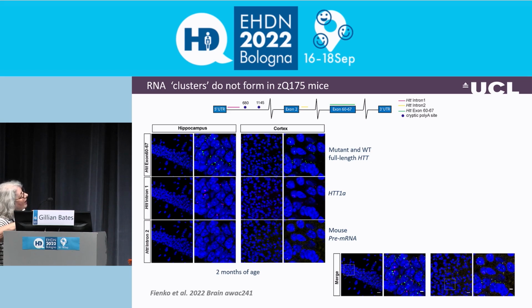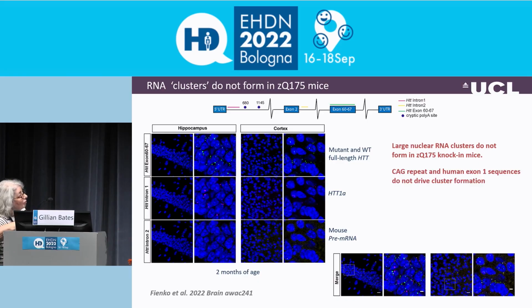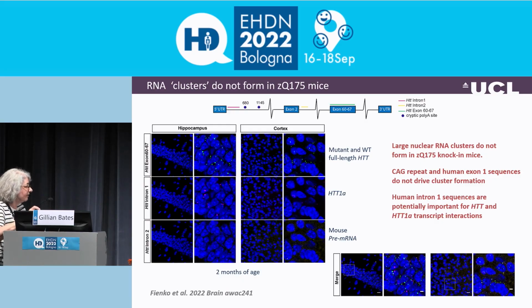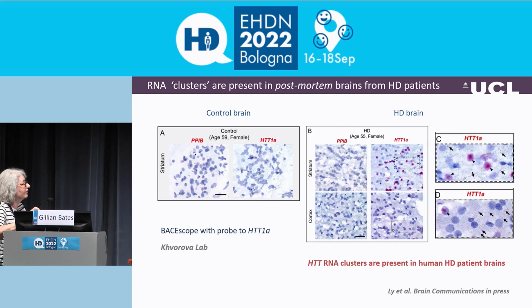And when we look with our intron 1 probes, we don't see these structures. So these large nuclear RNA clusters don't form in the ZQ175 mice. ZQ mice contain very long CAGs, and they also contain human exon 1. So this is not being driven by a long CAG or a human exon 1. We think it's potentially being driven by the intronic interaction between Huntingtin and Huntingtin 1A transcripts.